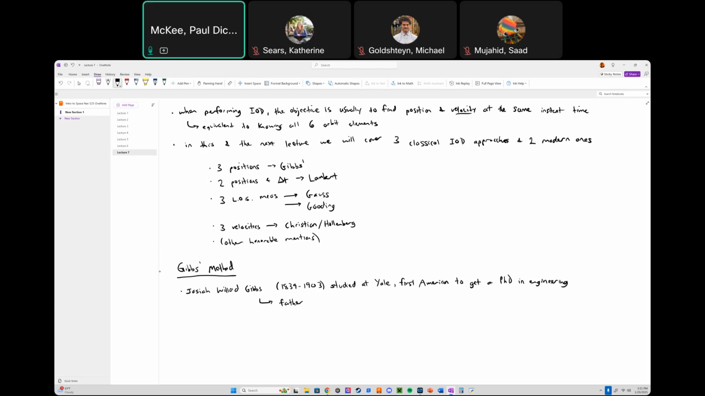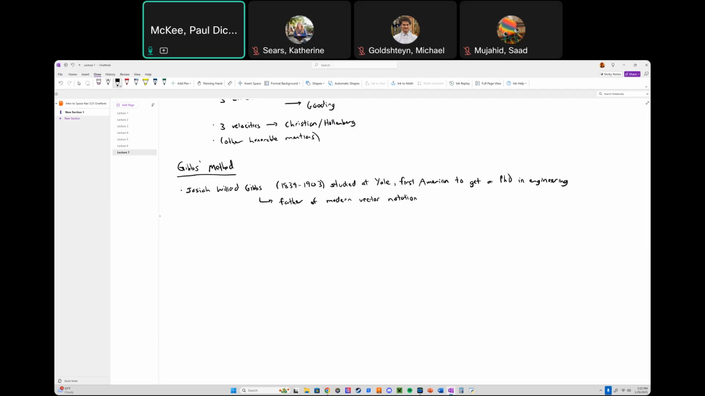So the fact that we have matrices and we have column vectors and you multiply the rows of the first by the columns of the second, that was this guy, father of modern vector notation. So you might expect that his method is going to be lots of vector math, and that is where we're going. So let me draw a picture here.